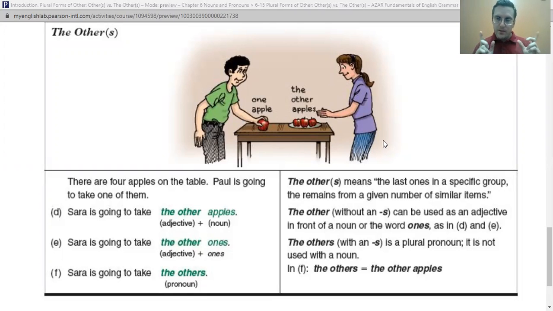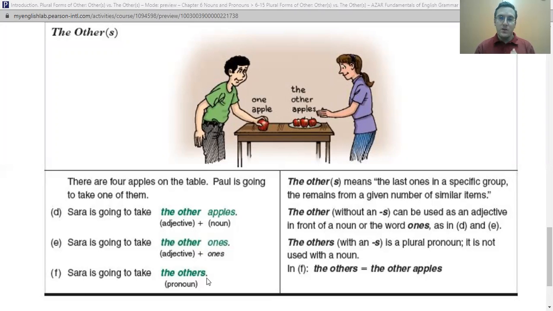The others, plural, means the last ones in a specific group. So just like the other meant the last one, the others mean the last ones. We're taking whatever's left. If there are 3 apples, we're taking 3 apples. If there are 20, we're taking all 20. Okay, we're going to take the last ones. So example D, Sarah is going to take the other apples, plural. E, Sarah is going to take the other ones, plural. And then F, Sarah is going to take the others, plural, pronoun.